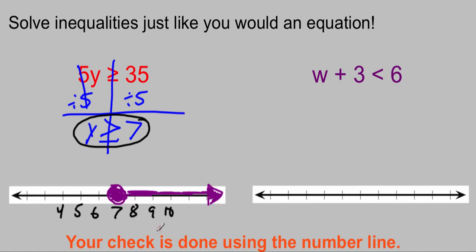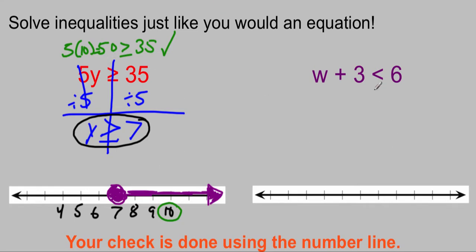Your check is done using the number line. So along this right-hand side, pick one of those numbers. Plug that back in for y into your problem. So 5 times 10 is 50. Is 50 greater than or equal to 35? That's true. So we know we've got the correct answer. So you're just plugging in one of your possible solutions and testing it out to make sure it worked.